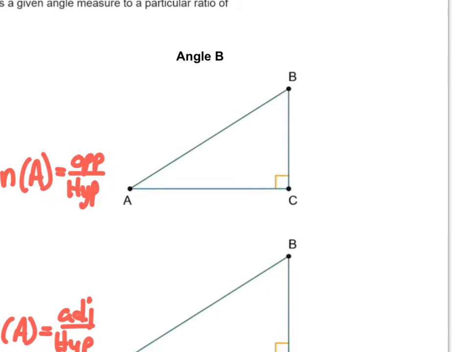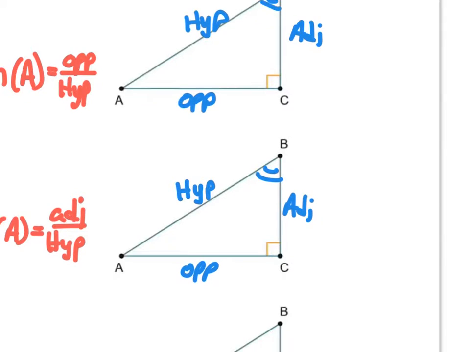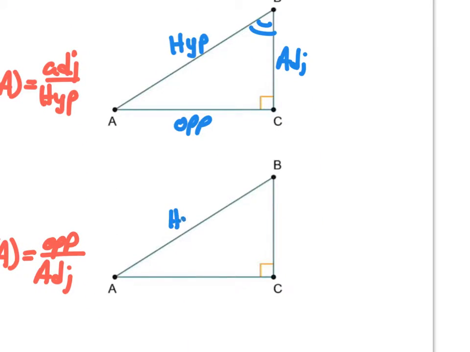Okay, so for angle B, let's talk about that angle and label the sides of this triangle. This is going to be my hypotenuse. This is my opposite side for angle B, and then this is my adjacent side. Same thing over here. If I have angle B, then I'm going to label this as my hypotenuse. This is my adjacent side. This length is my opposite side. Then over here, this is my hypotenuse, this is my adjacent side, and this is my opposite side. And this is all about relating it to angle B.